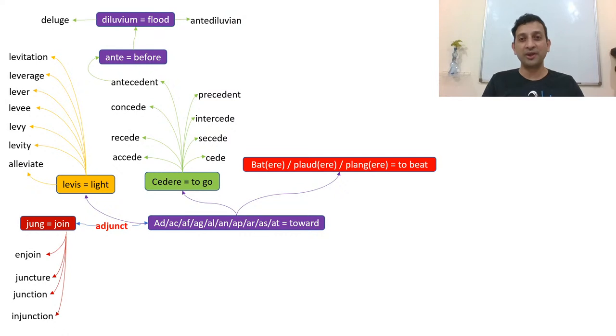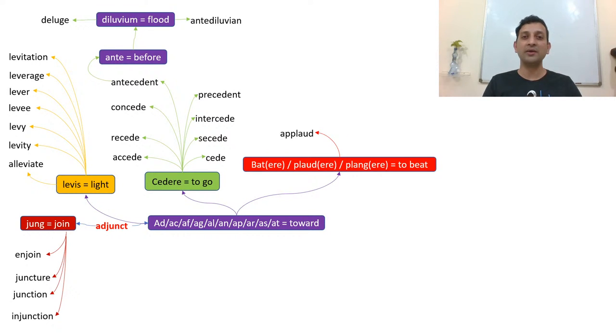Fourth root for today is actually a clubbing of three different roots which mean the same thing. Bat, plod and plunge, all of them mean to beat something, right? Now let us see how they form words when clubbed with ad. We'll first start with the plod root, then go to the plunge root, and come back to the bat root.